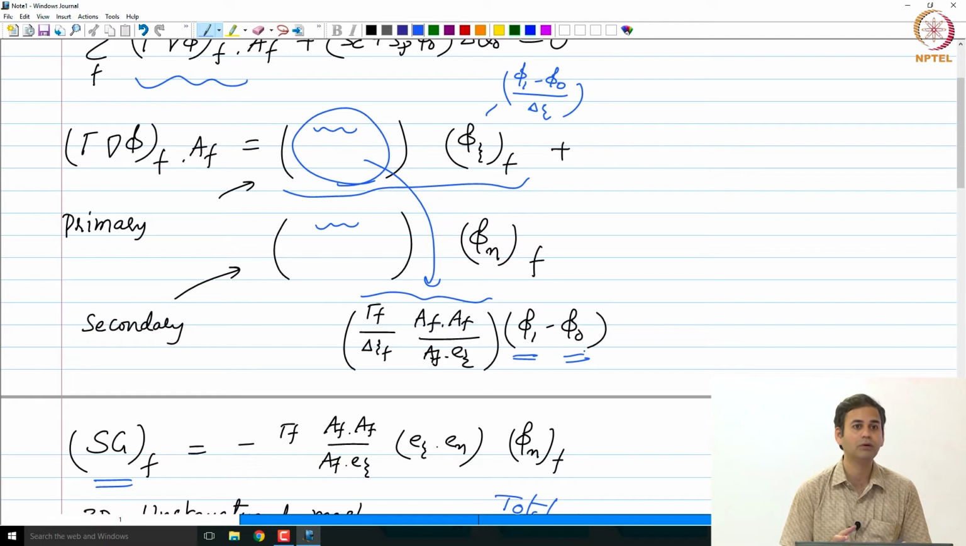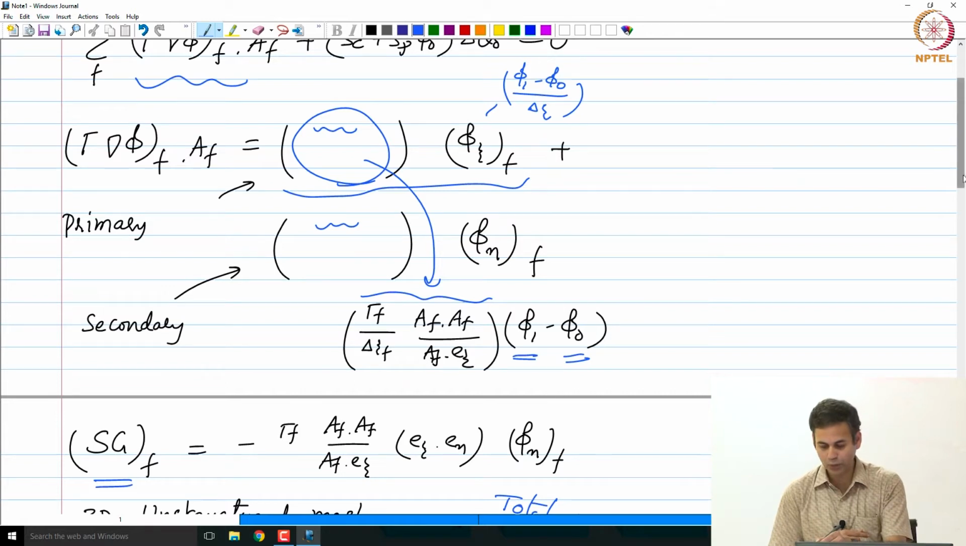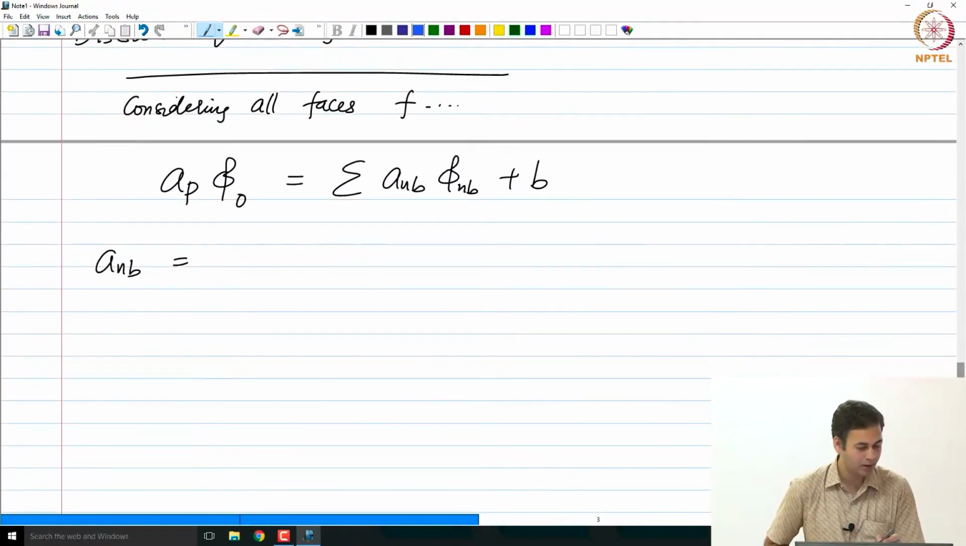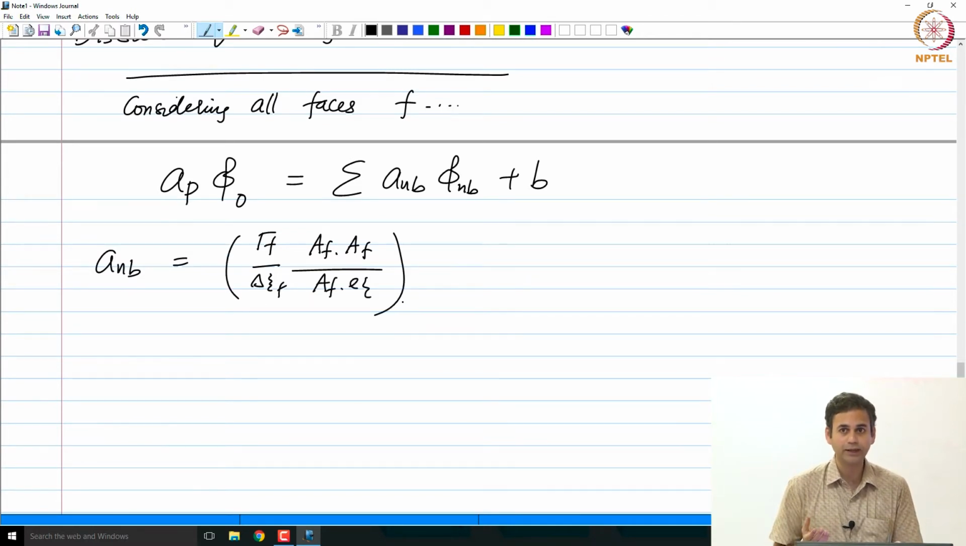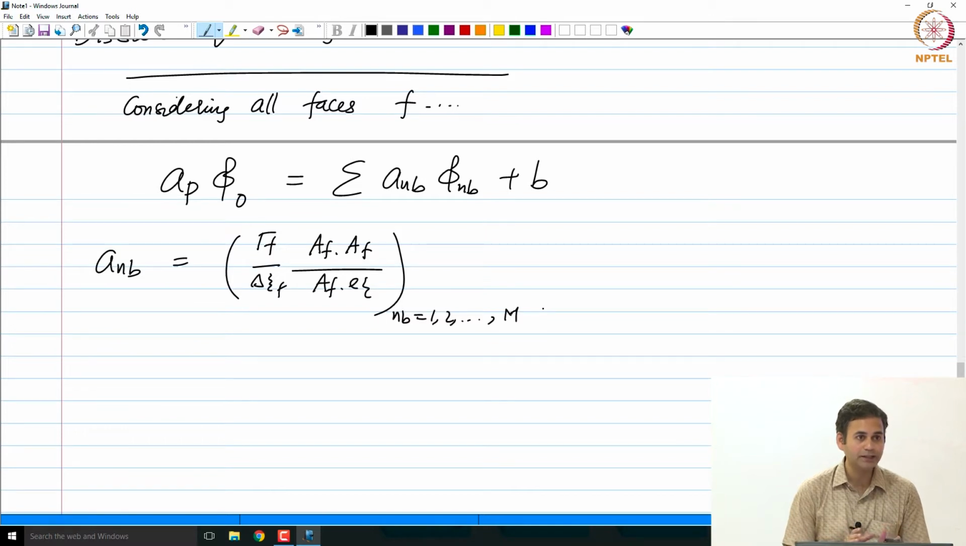So, what would be your a and b now? A and b is just this term, right, and is what we have to write. So, that means a and b would be gamma f upon delta xi f, a f dot a f upon a f dot e xi, where f is for the phase when you consider C 0 and the neighboring cell, right, and the neighboring cells are 1, 2 all the way to, let us say if we have m neighbors, then this would be the phase f between C 0 and that neighbor, right. C 0 and C 1 could be the phase f, between C 0 and C 2 could be f 2 and so on, right. So, we have several of these, that is your a and b.